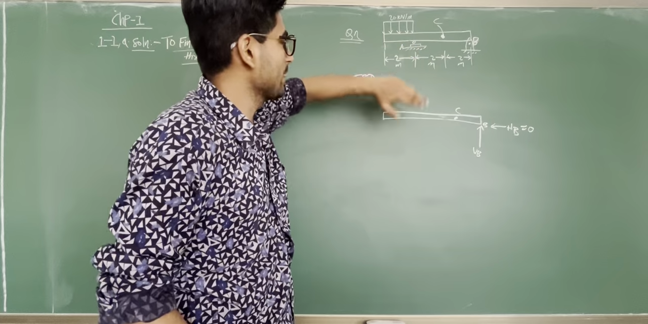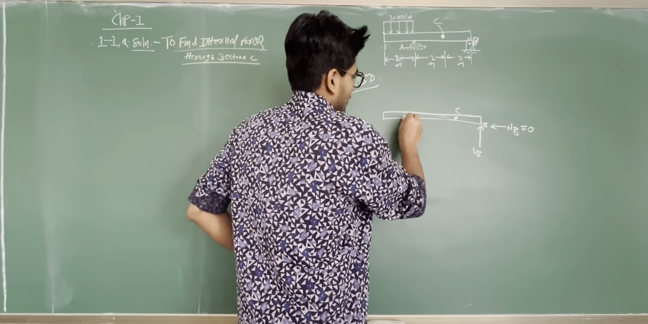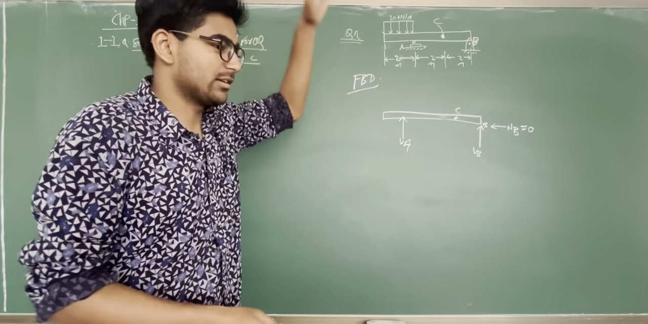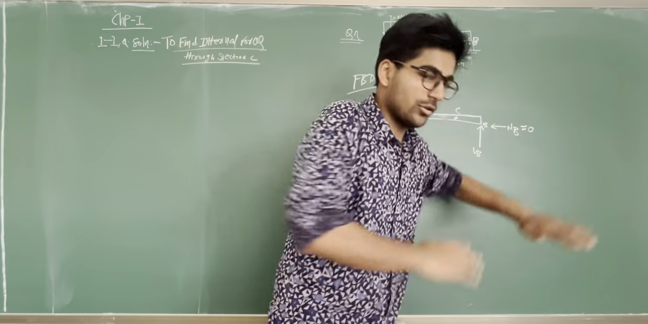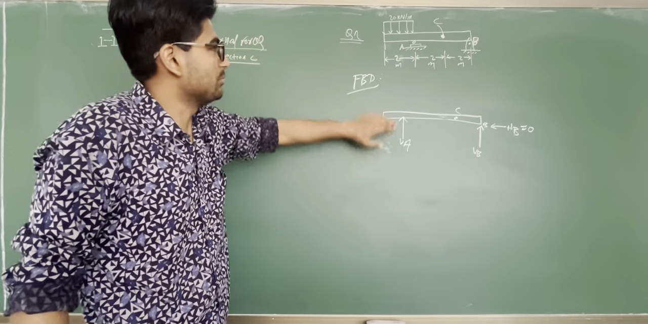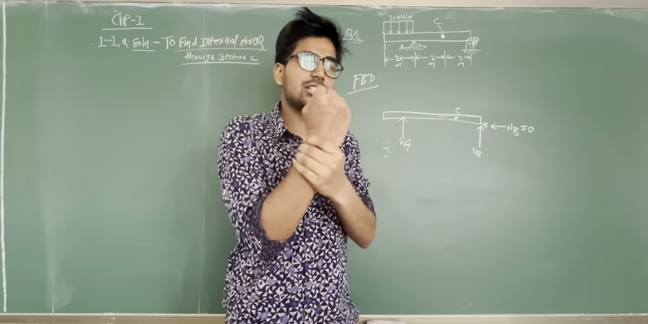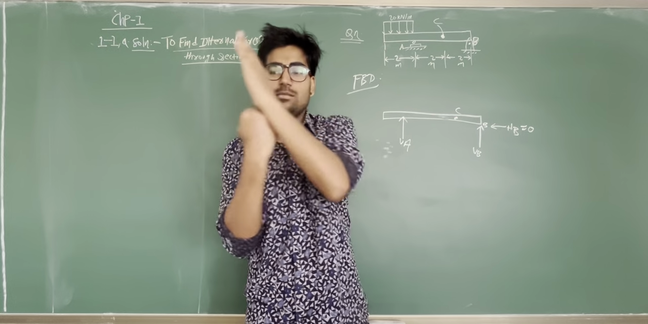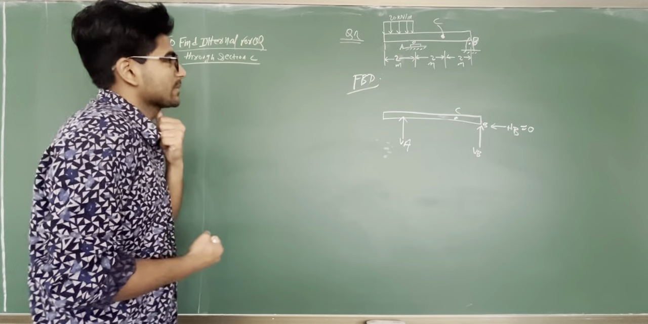So the boundary condition will be as follows. The roller support can only move horizontally, so that's why we take VA. Here it's a pin support, so it can only rotate. It can't move horizontally or vertically. So that's why we have HB and VB. There are support reactions.